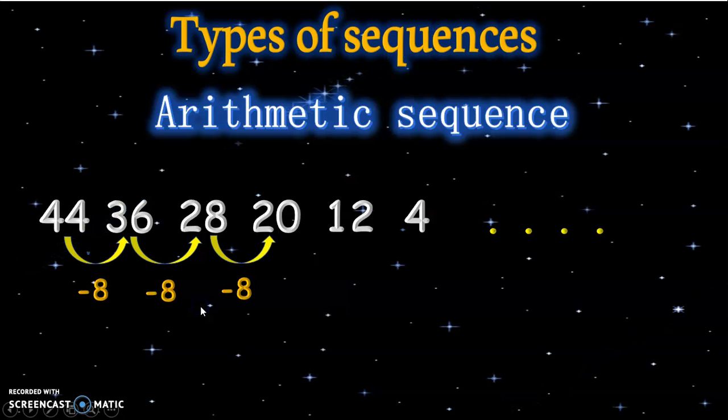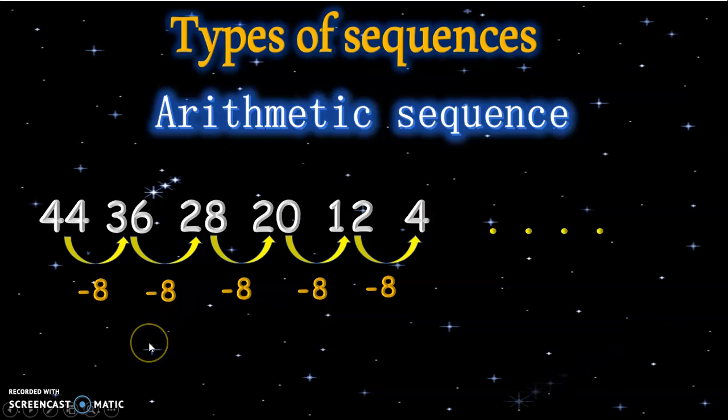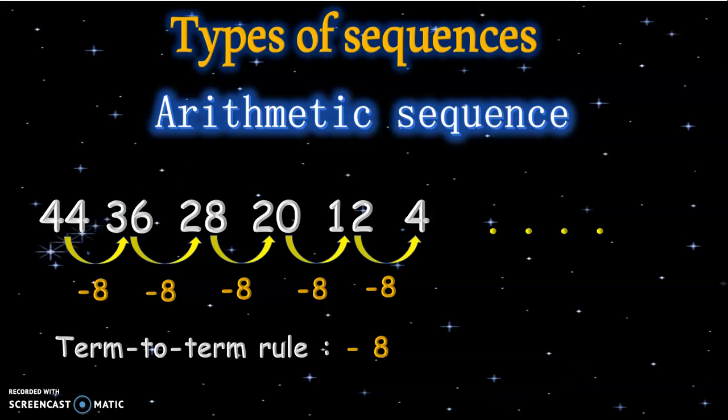28 to 20, we subtract 8 also. 20 to 12, we also subtract 8. 12 to 4, we subtract 8. So it means the term-to-term rule is minus 8. Okay, to make it clear, in an arithmetic sequence, it can be a positive or negative difference. So this is what you need to remember in arithmetic sequences.